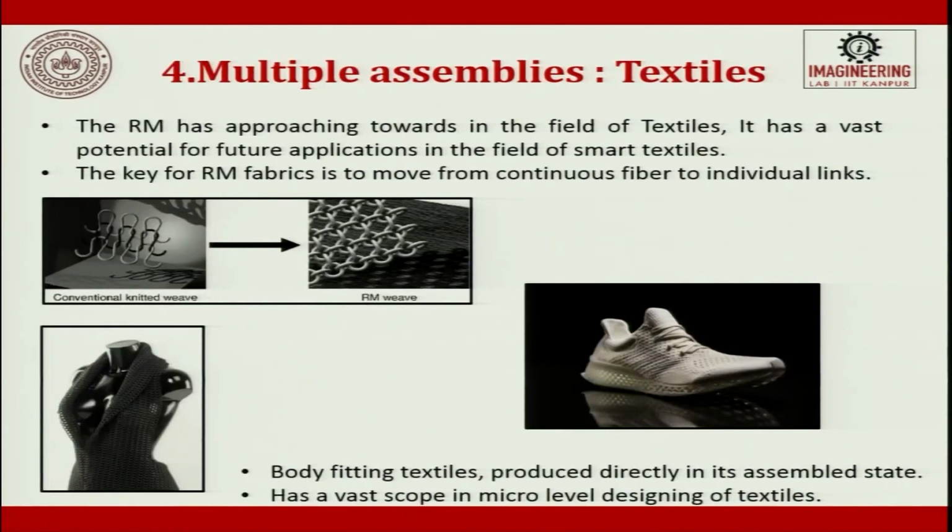Multi-assembly in textiles. RM has approached towards textile. It has a vast potential for future applications. You can see here conventional knitting weaves are done, then RM weaves are done. The body fitting textile produced directly in its assembled state has a vast scope in micro level designing of textiles.